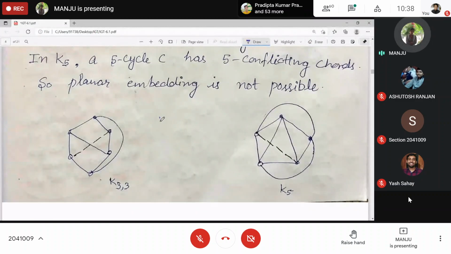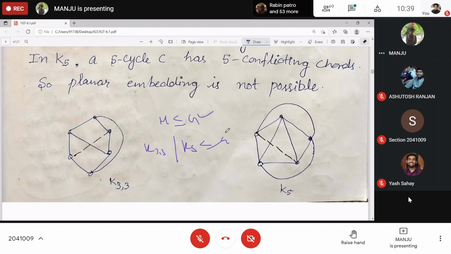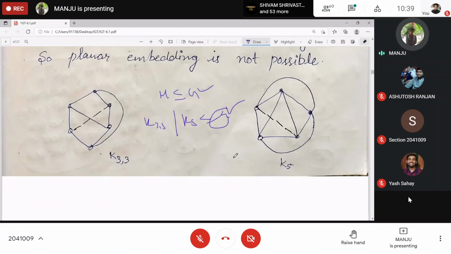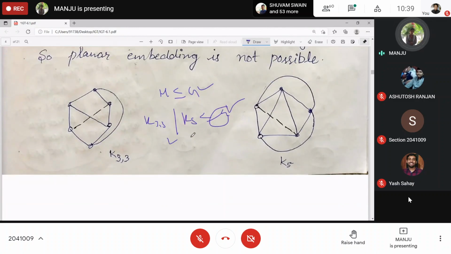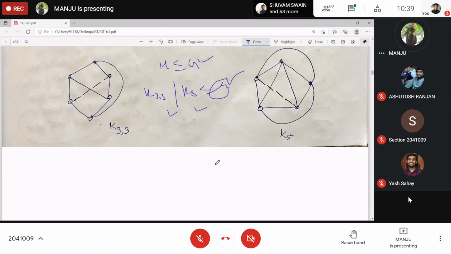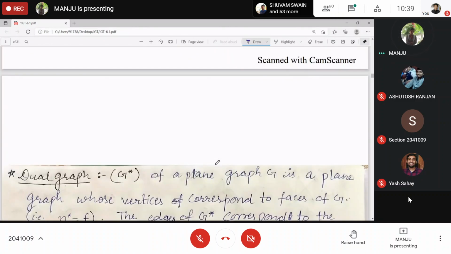Any graph containing a non-planar graph as a subgraph will be non-planar. So if you find some graph G where either K33 or K5 is present as a subgraph, then you can directly say G is your non-planar graph because it has subgraph K33 or K5. Okay, clear?